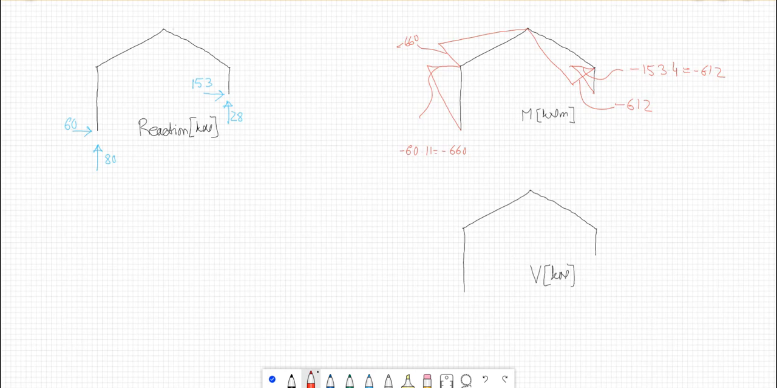So finding the shear diagram is a bit tricky, not for all parts. Here we know it's very straightforward. We have 60 kilonewton shear force there. We also have 153. So these two are very easy to find from the reaction diagram. But for the BC and CD beams, it's a bit tricky. It's not rocket science. So this is the component of the sine and the cosine of the reaction forces we already found.